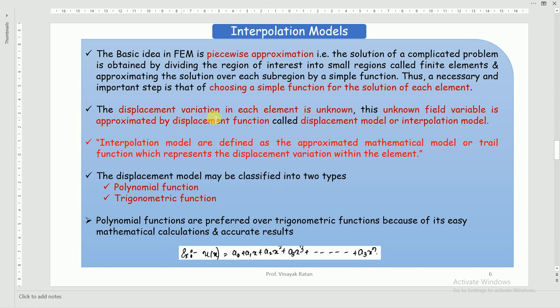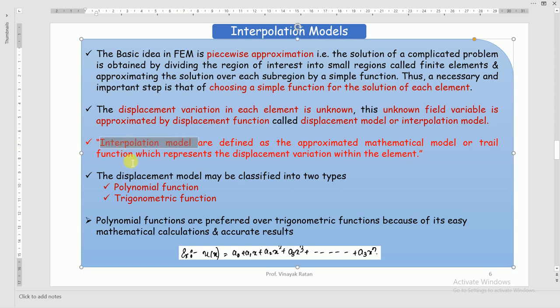So the displacement variation in each element is unknown. This unknown field variable is approximated by a displacement function called displacement model or interpolation model. These are the approximated mathematical models or trial functions which represent the displacement variation within the element. What this equation gives us is how your displacement varies from one end to the other end of the element. That can be given by using this interpolation model, which is nothing but a mathematical model, also called a trial function. So an interpolation model can be defined as an approximated mathematical model or trial function which represents displacement variation within the element.